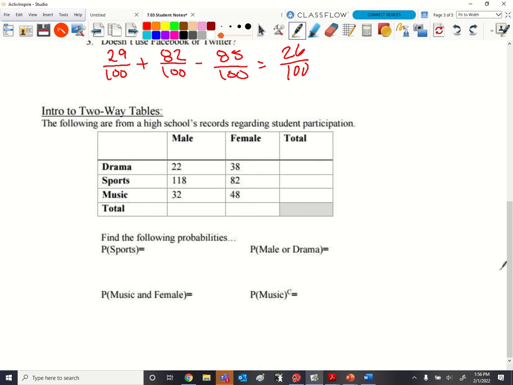These are going to be easy. They're so much easier. These tables are easier because you write down everything and then you do your math. Okay, how many total students are in drama? 60 in drama. How many total students are in sports? 200. How many are in music? You say 80? Okay. How many male students?